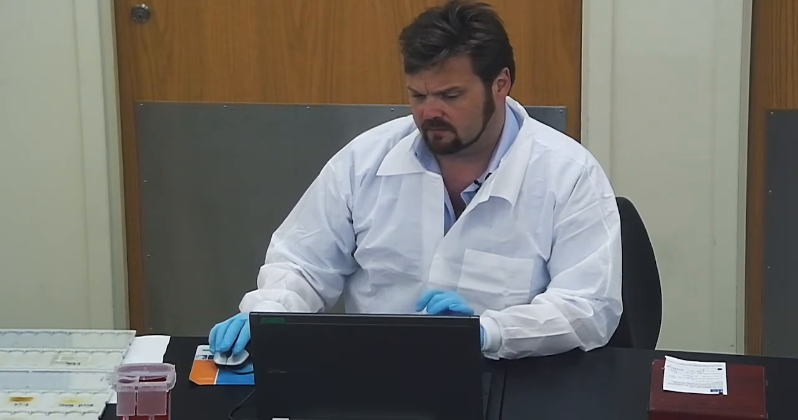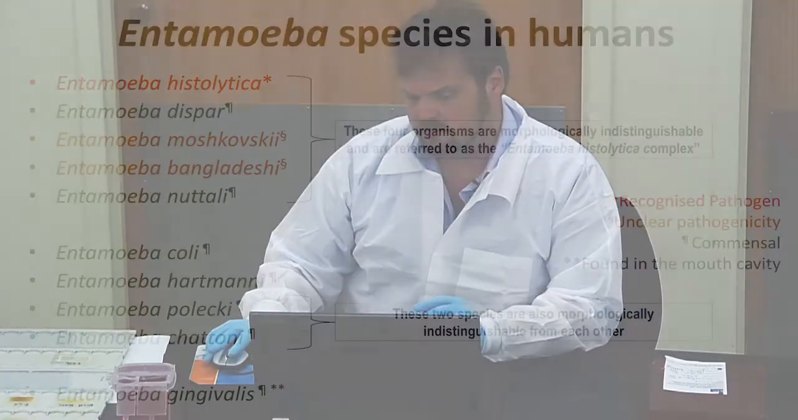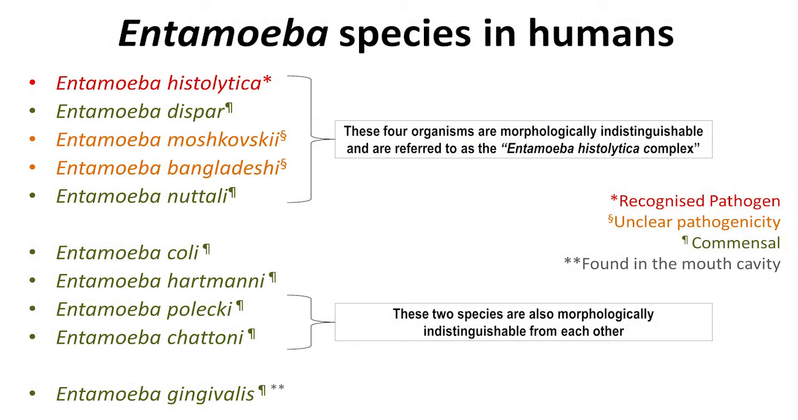when we're doing laboratory diagnosis. Now the others in the group, Bangladeshi has been reported from children in Bangladesh and apparently does cause diarrhea in those children. Moshkovsky has been implicated as a cause of diarrhea as well, but Dispar and Natali, in those where we've seen infections in humans, they appear to be asymptomatic. So that's the Entamoeba histolytica complex.